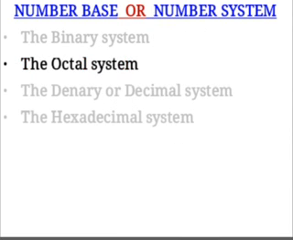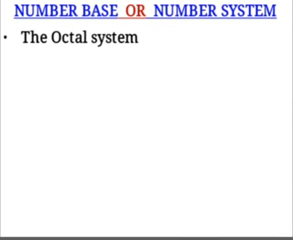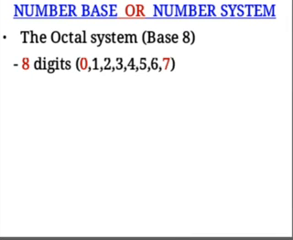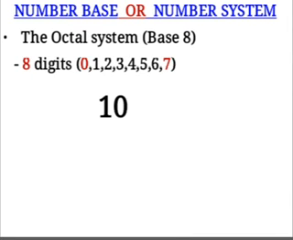Let's look at the octal system. The octal system is also called base 8 numeral system. It makes use of 8 digits from 0 to 7. Just like the binary system, when writing octal numbers, a subscript of 8 is written just after the digits to indicate the base of the numbers.